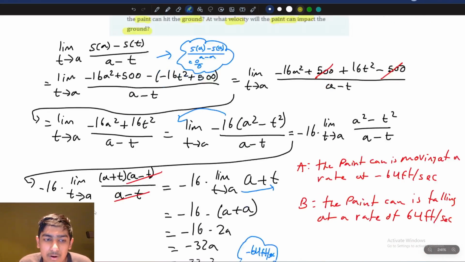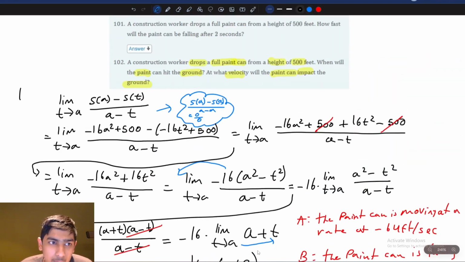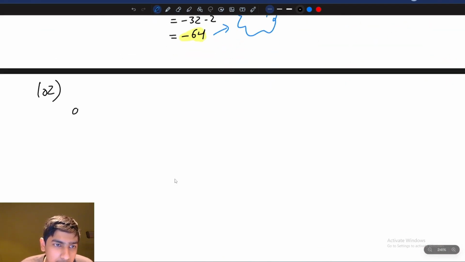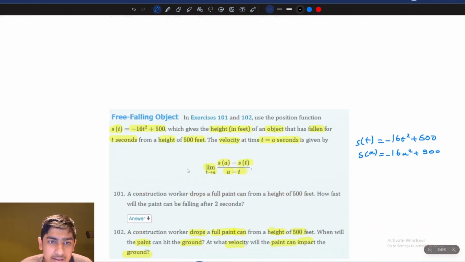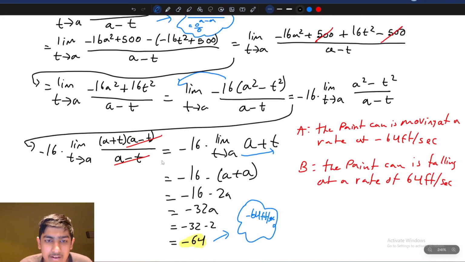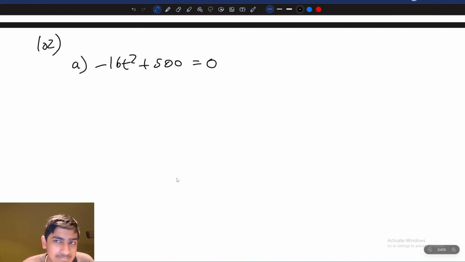For the first part of 102, part A, we literally just solve the quadratic equation here. Now, this is my first time doing this problem, I'm just looking at it here. So you just set this equal to 0. I'm not going to solve it on video because it's too foundational of a skill, so I'm just going to skip that. I mean, we could do some of the work.